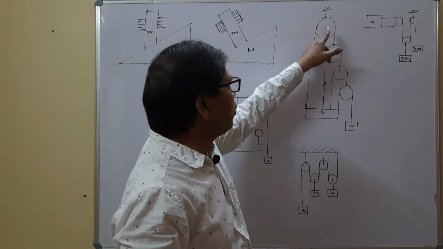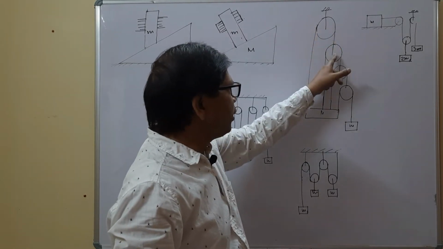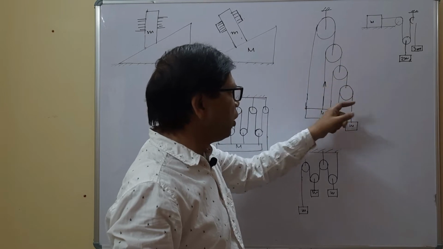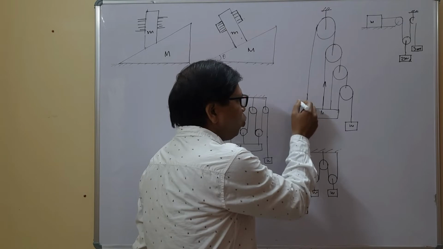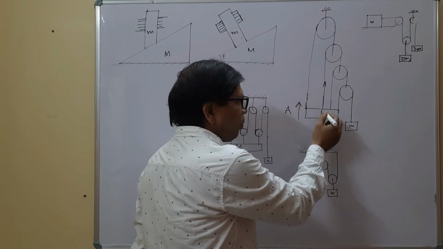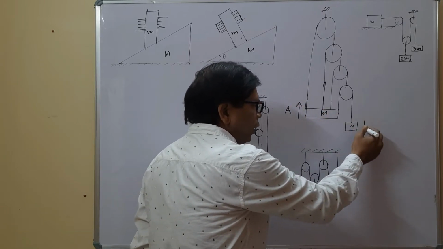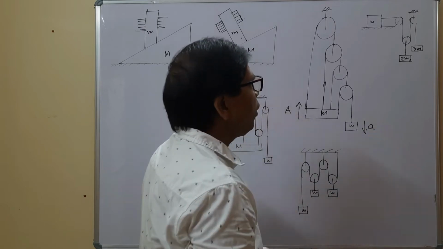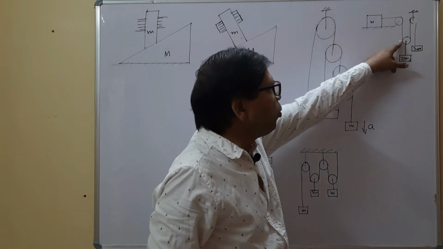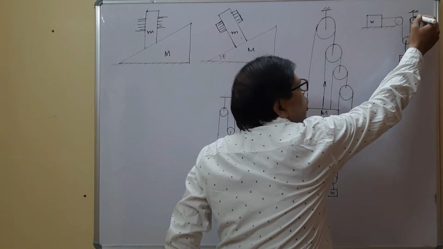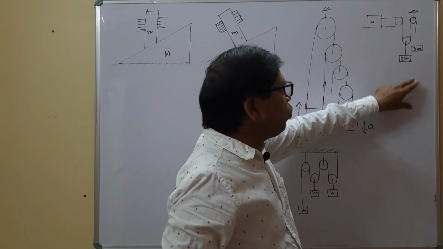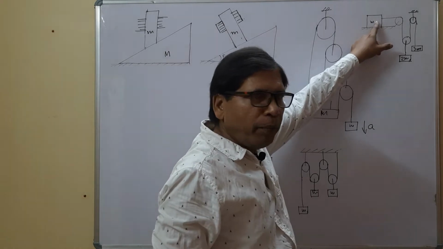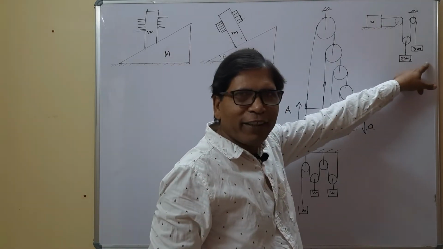Third problem. Look at this, this is the fixed pulley and these are movable pulleys. Okay. So we have to calculate acceleration. We have to calculate the acceleration of capital M and the acceleration of small m. Okay. Now look at this. Here this is a movable pulley and this is the fixed pulley. Look at this. This is the fixed pulley. Okay. Now we have to calculate the acceleration of M, 2m and 3m.